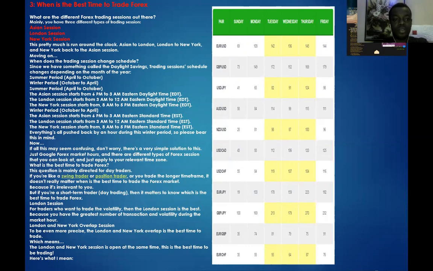Moving on. When does the trading section change its schedule? Since we have something called daylight saving, trading section schedules change depending on the month of the year. Summer period, April to October. Winter period, October to April. Summer period, April to October. The Asian section starts from 6 p.m. to 3 a.m. Eastern Daylight Time, EDT.